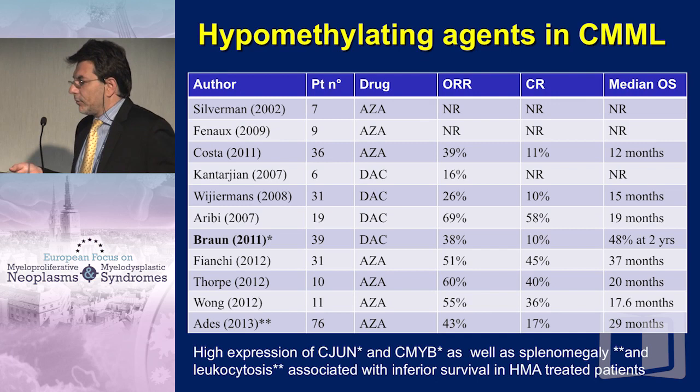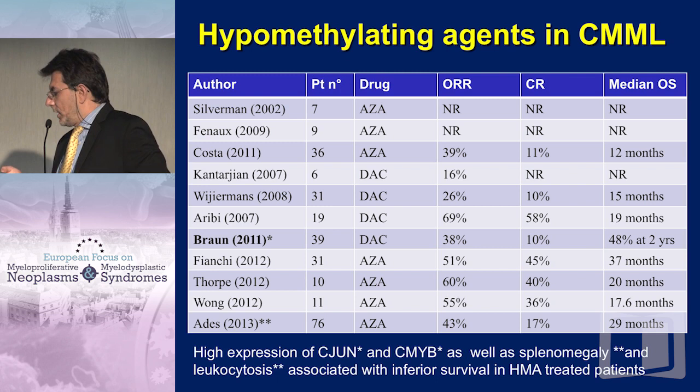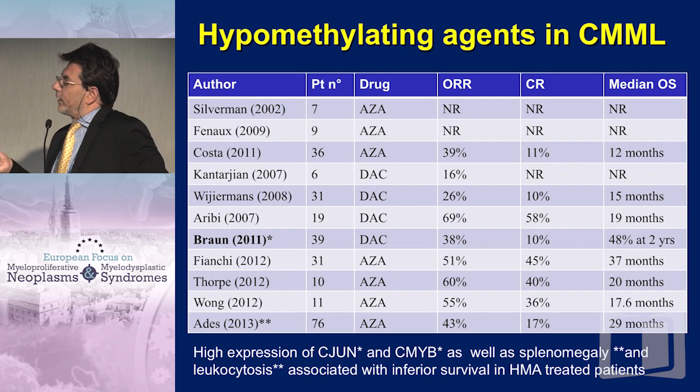For the sake of time, I'm just focusing on hypomethylating agents, because this is the only treatment that we can give to the patients apart from support, of course. This is the listing of studies published with patients treated with hypomethylating agents, a few studies. What I want to underline here, starting with decitabine, is that you can see the overall response rate ranging from 16% to 69%, with a few patients reaching CR, apart from this study where it was 58%, and these are the median survival.